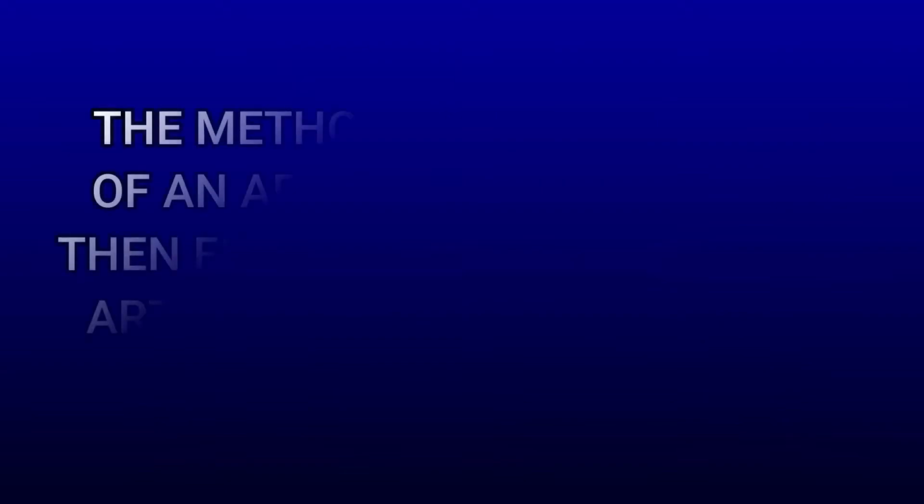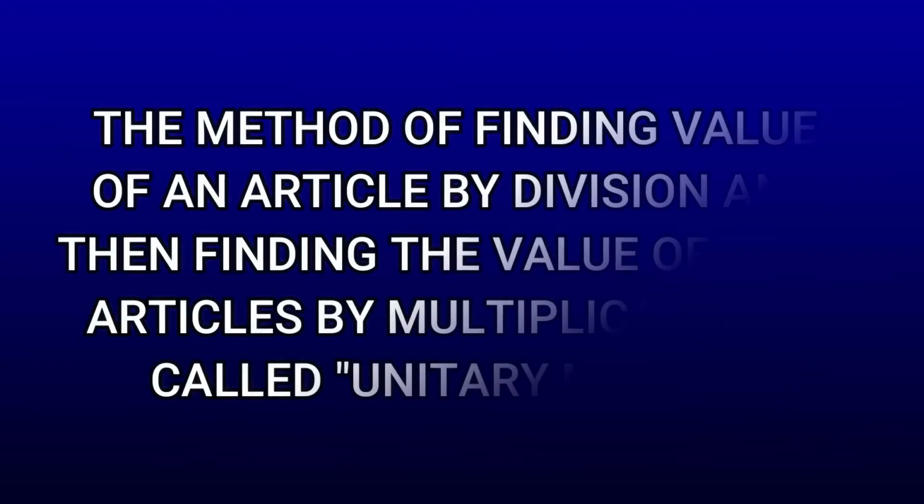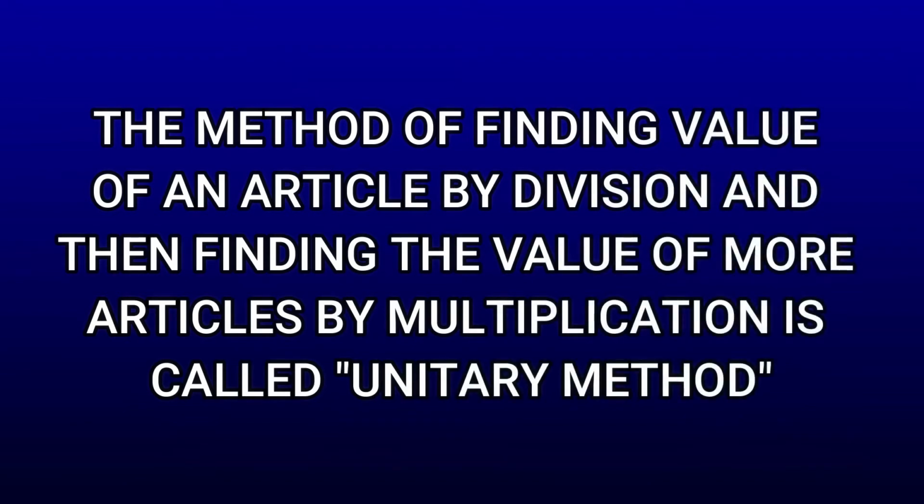Students, once again I want to recall what the unitary method is. The method of finding the value of one article by division and then finding the value of more articles by multiplication is called the unitary method. Okay, it means we first find the value of one article by division, and after finding the value of one article, we find the value of more articles by multiplication. That is called the unitary method.